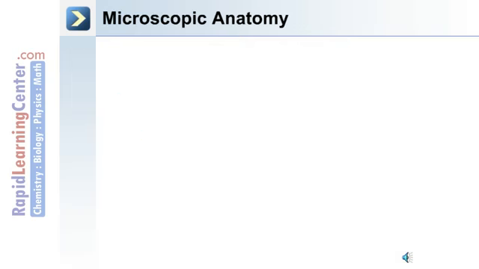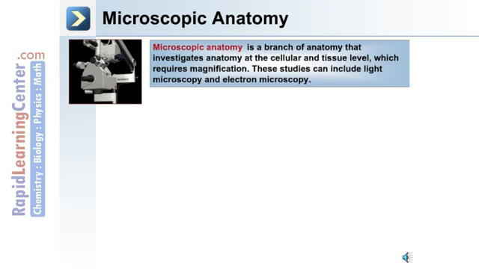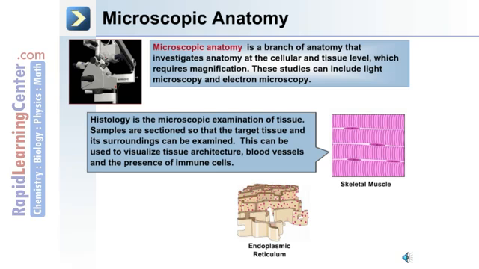The other major branch of anatomy we'll discuss in this tutorial is microscopic anatomy. This is anatomy at the tissue and cellular level. This requires magnification through a microscope, whether it be light microscopy or electron microscopy. Also, we'll discuss histology. This is the microscopic examination of tissue and its relation to other tissues. In order to do histology, samples are sectioned so the target tissue and its surrounding can be examined. And histology can be used to visualize tissue architecture, blood vessels, as well as the presence of immune cells in the area.